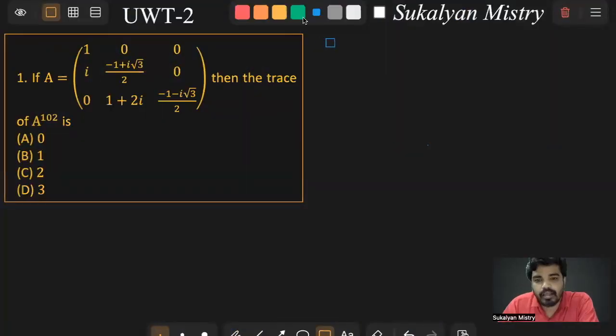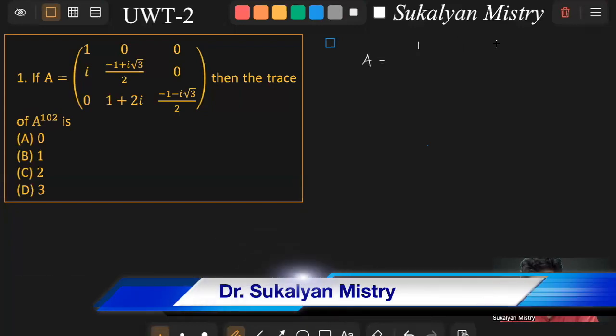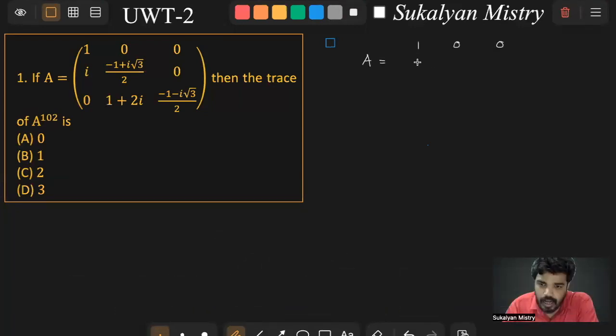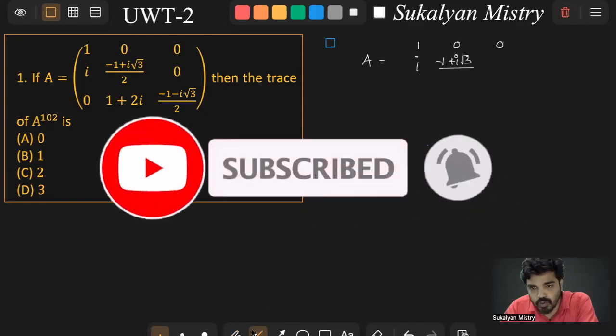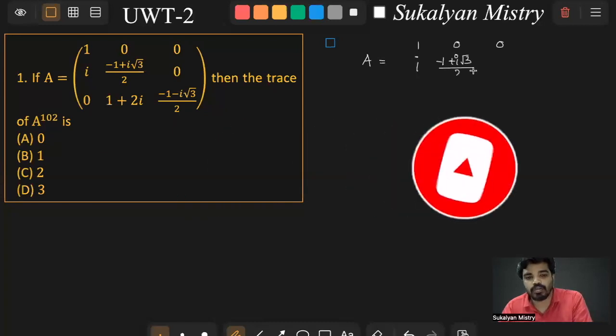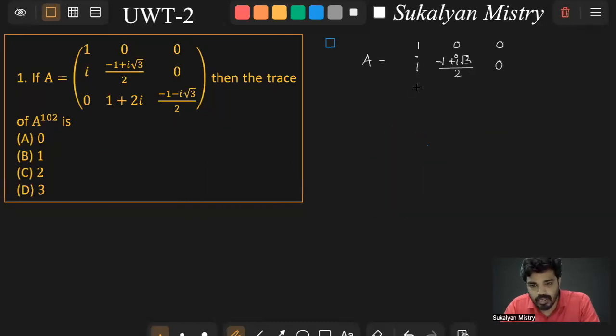We have a matrix A. What is the given matrix? A is equal to 1 0 0, i, minus 1 plus i root 3 divided by 2, 0 0, 1 plus 2i, minus 1 minus i root 3 divided by 2. So that is our given matrix.